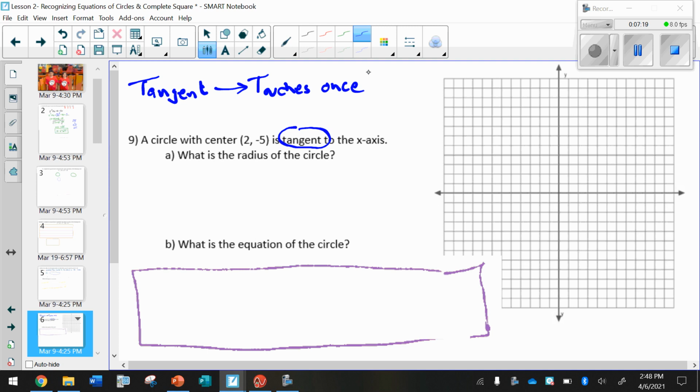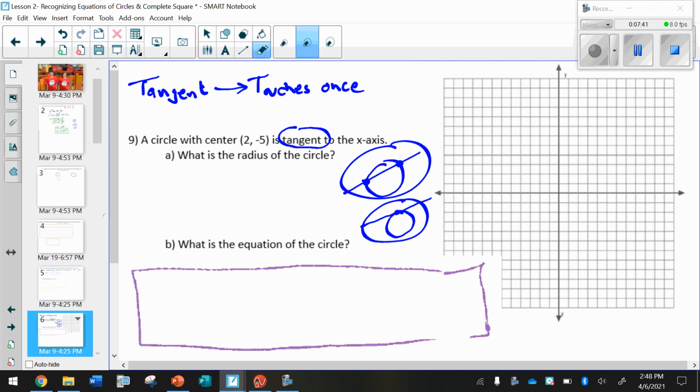Now, touches once is different from intersecting. If you have a line intersect a circle, then it's going to intersect twice. That's a line intersecting a circle. Tangent is when the line just touches the circle once on the outside. All right? So this is intersecting. This is tangent. That's the difference between the two.